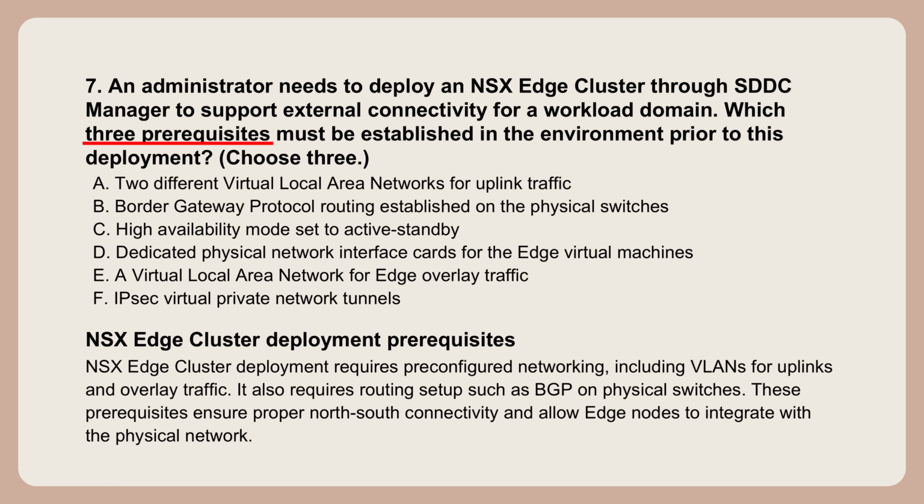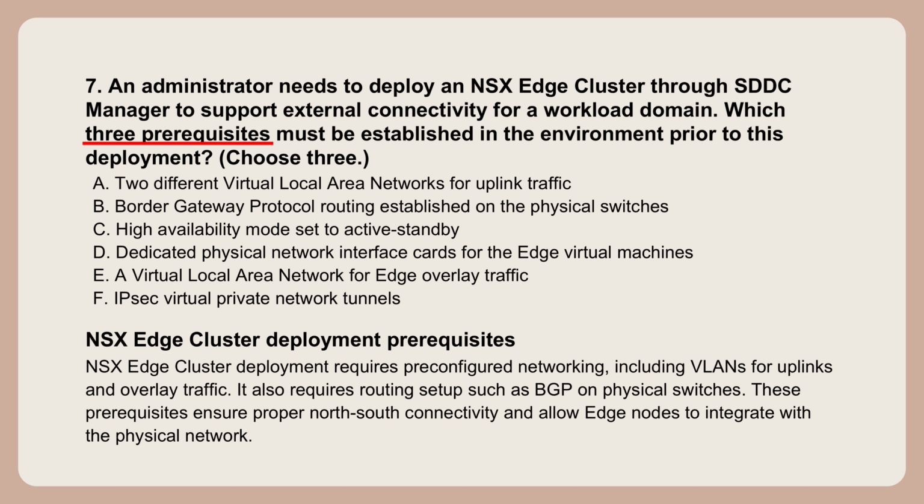Choose 3. Okay, 3 right answers here. The options are A, 2 different virtual local area networks for uplink traffic, B, border gateway protocol routing established on the physical switches, C, high availability mode set to active standby. Okay, keep going. D, dedicated physical network interface cards for the Edge virtual machines, E, a virtual local area network for Edge overlay traffic, or F, IPsec virtual private network tunnels.